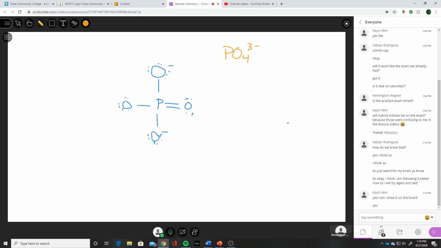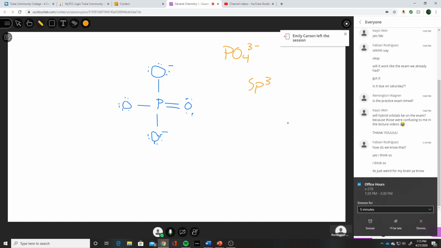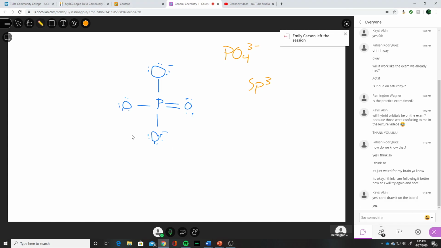Okay, so the hybridization for this would be sp3. And we know that because if we look at the central atom, which is the only thing we're concerned about when it comes to the hybridization of molecules like this, we have 1, 2, 3, 4 groups. And again, we're not counting bonds, we're counting groups.